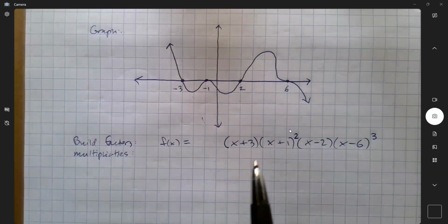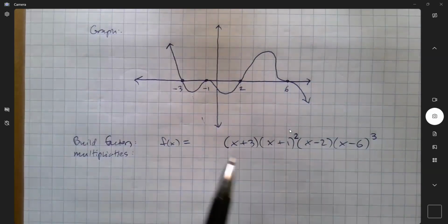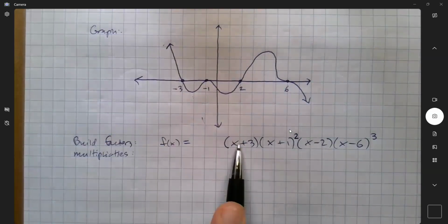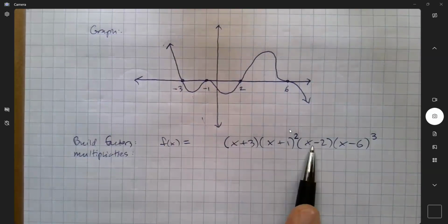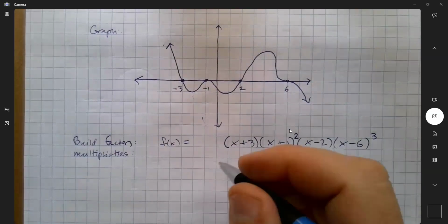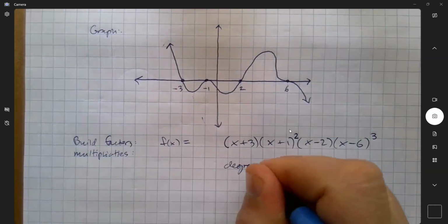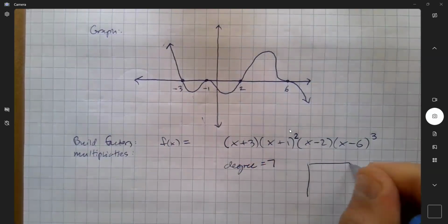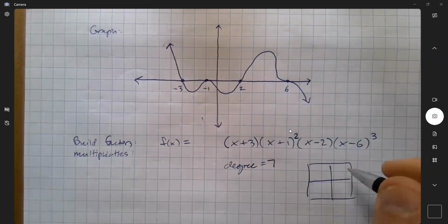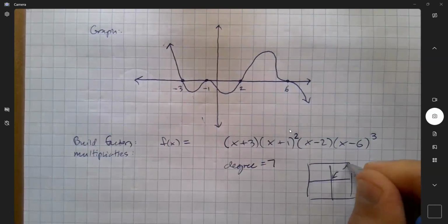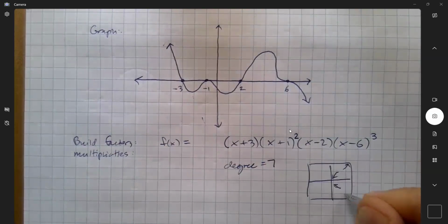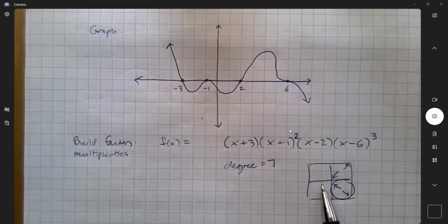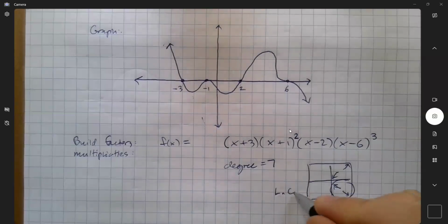Let's double check, because the degree of my polynomial should match the end behavior. 1, 2, 3, 4, 5, 6, 7. I have a degree 7. So that's an odd degree, so it should go either like this or like that. And yep, sure enough, it comes down from the left and then it goes down to the right. And that tells me that my leading coefficient should be negative.